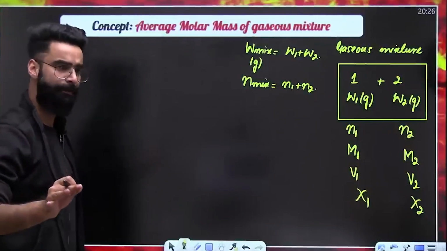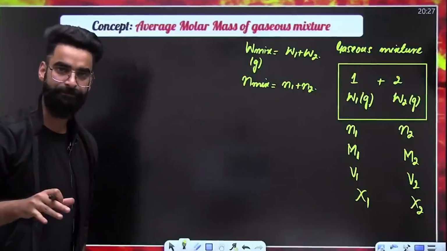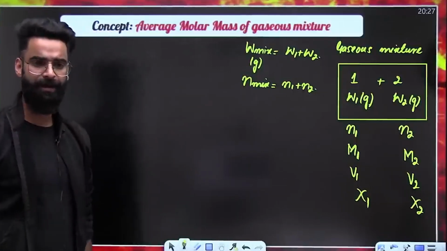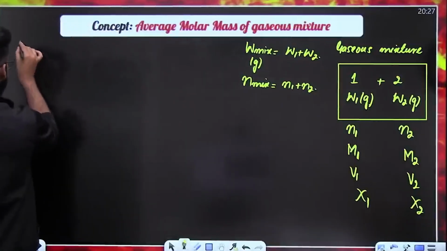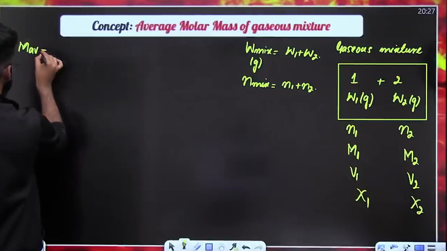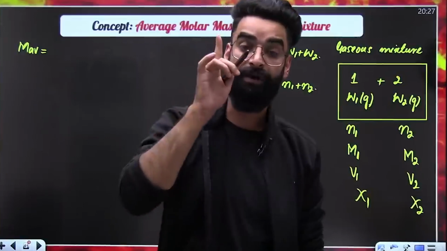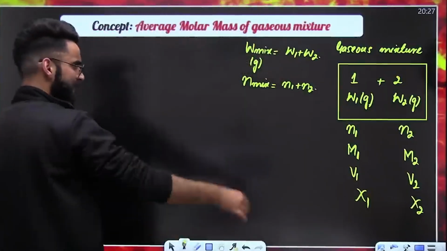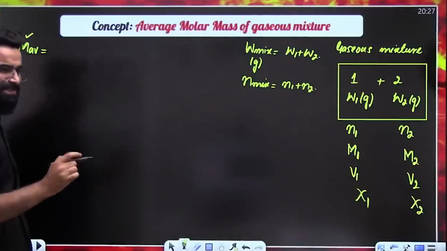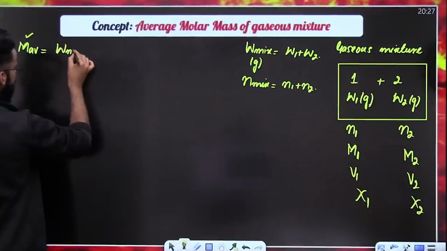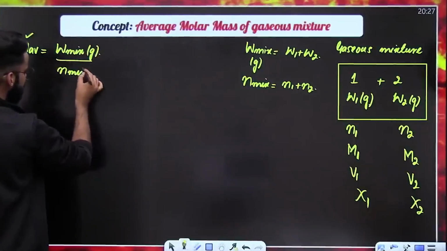Now, a few minutes back, I told you, whenever you have 2 or more chemically non-reacting gases, that means you have a gaseous mixture in the container. And wherever you see a gaseous mixture in the container, what do we calculate? We calculate the average molar mass for that gas. And how do you define the average molar mass of the gaseous mixture? That is basically the mass of 1 mole of a gas. So the mass of 1 mole of a gaseous mixture is what you call the average molar mass. And its formula, which we discussed 2 minutes back, is the mass of the mixture in grams divided by total moles present in the mixture.